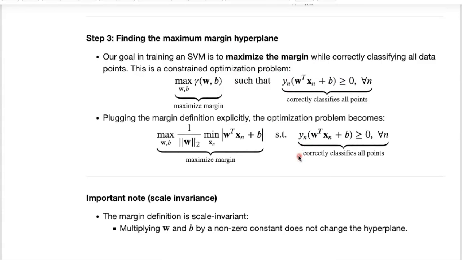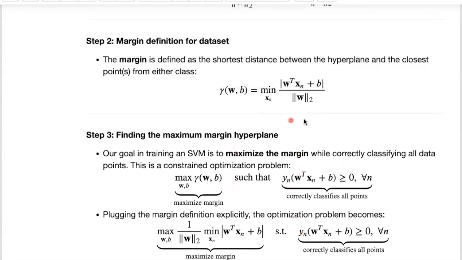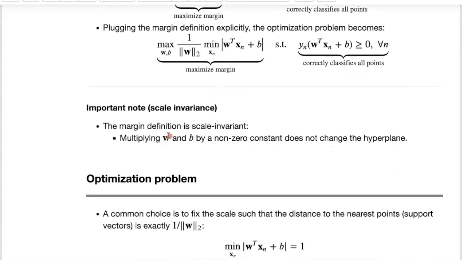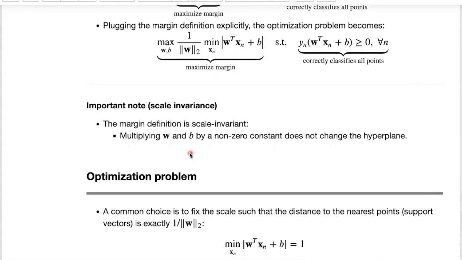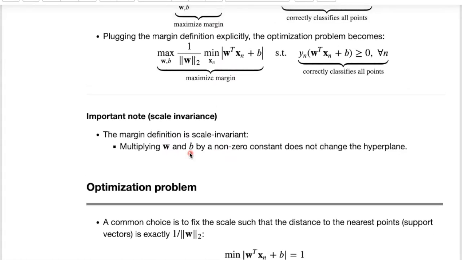And something very important when you look at this formula for the margin is that if I multiply both w and b by some number, let's say 2, 5, 10, anything, we are not going to change the margin, right? So the margin definition is scale invariant, meaning that multiplying w and b by a non-zero constant does not change the hyperplane. And because of this, we have to take care of that scaling factor to make sure that we are not finding different solutions.